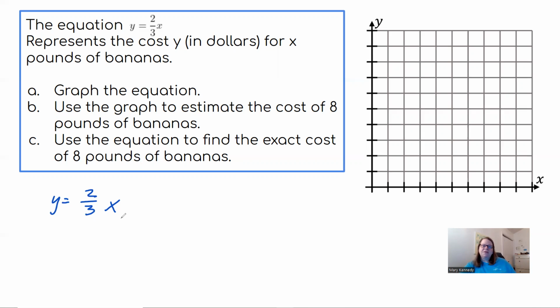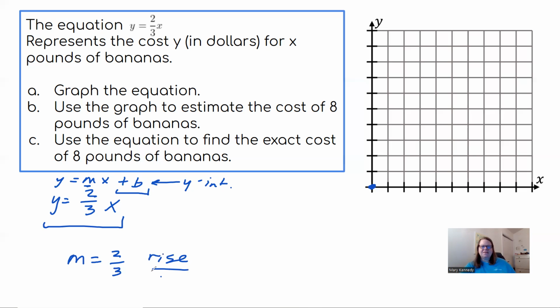But we can also think about that this is in slope-intercept form. Slope-intercept form is y equals mx plus b. And that would say that b is the y-intercept. Since there is nothing here after the x, that means that the y-intercept is 0. So we know that it starts at 0 pounds, costs $0. And that makes sense, right? That's logical. And it says that it's increasing 2/3 as a slope. M is whatever the number is in front of x. So the slope here is 2/3.